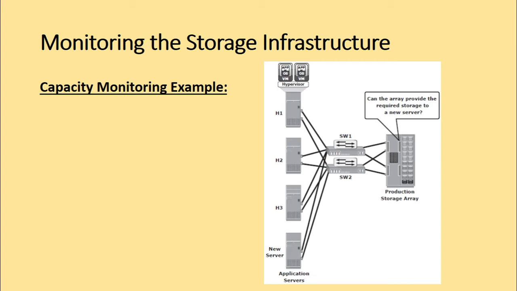Monitoring the available capacity, that is the configurable and unallocated capacity on the array, helps us to proactively decide whether the array can provide the required storage to the new server. Also, monitoring the available number of ports on switch 1 and switch 2 helps to decide whether the new server can be connected to the switches.